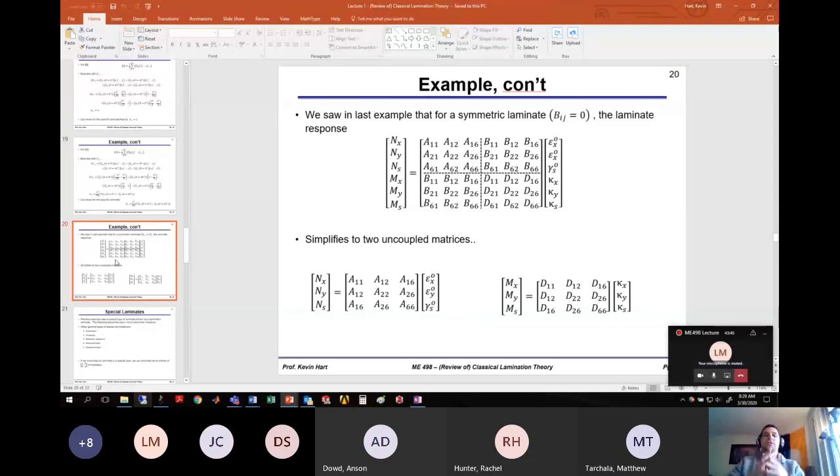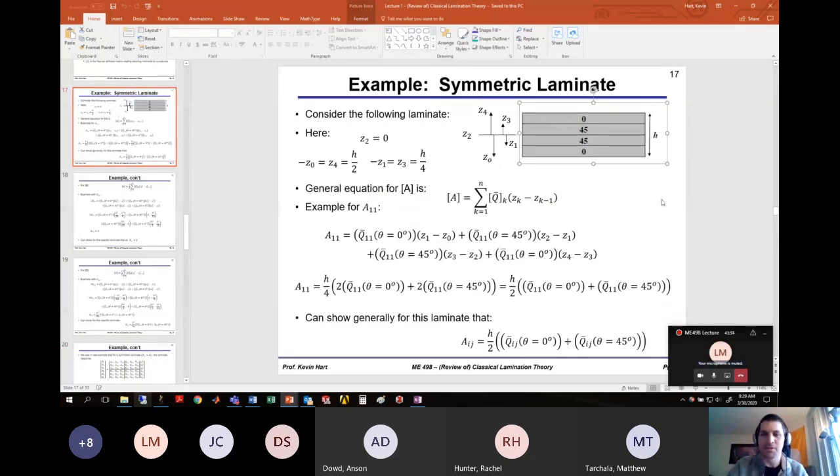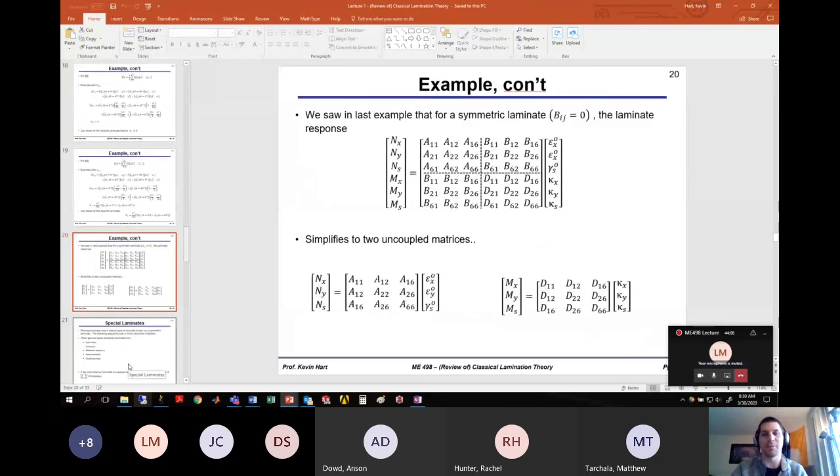Okay, so we saw in this last example a symmetric laminate. Remember that our laminate looked something like this up here. It's 0, 45, 45, 0. That means that the layers are symmetric about the midplane. If I go 1 below, it's 45, 1 above, it's 45. 2 below, it's 0, 2 above, it's 0. It's a symmetric laminate. If that is the case, we saw that the Bij matrix was 0.